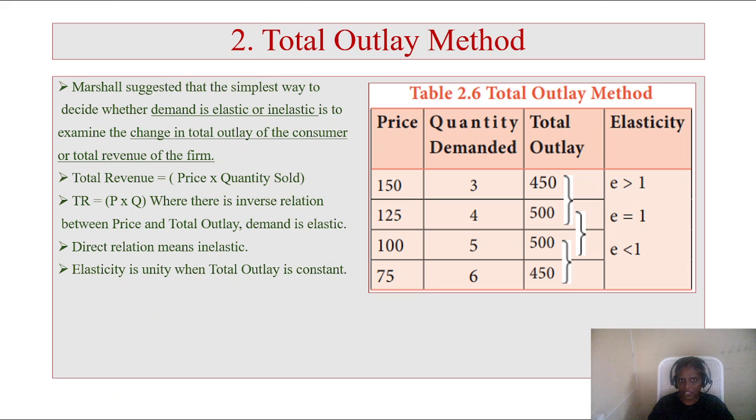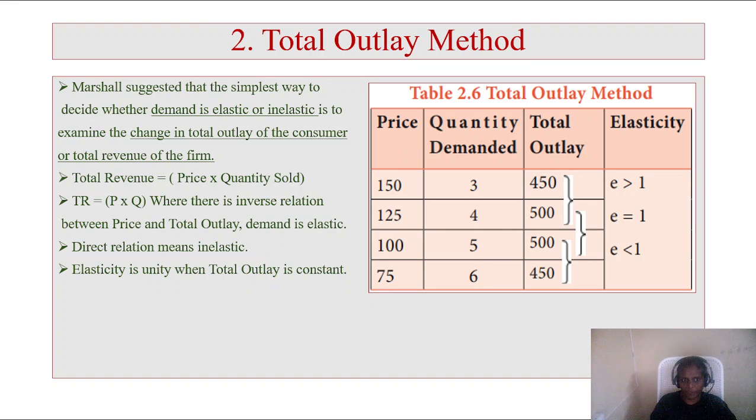The second method is the total outlay method. It is also one of the very easiest methods to measure the elasticity of demand. Here Marshall analyzed the measurement of elasticity of demand with the help of the total outlay method. What do you mean by total outlay? Outlay is nothing but how much the consumer is spending his money in purchasing a commodity, and with the help of this he is measuring the elasticity of demand.